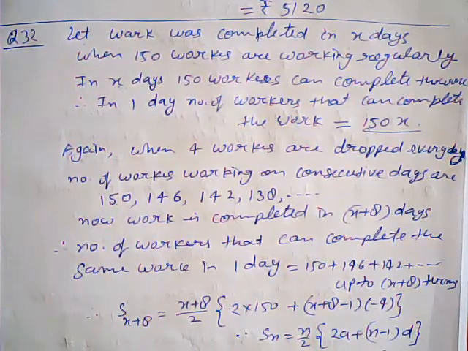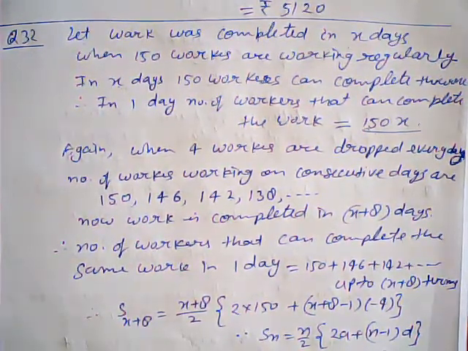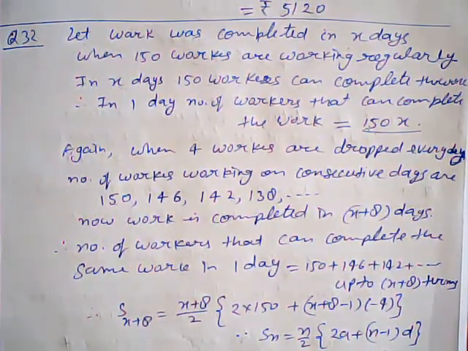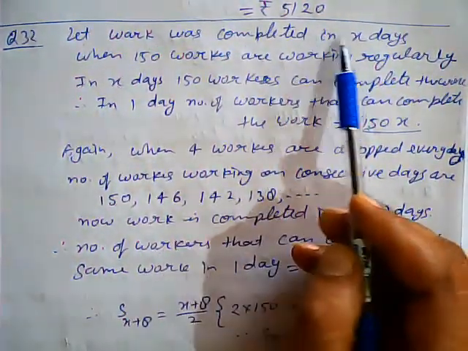4 workers dropped every day. It means on the first day 4 workers have been dropped, on the second day 4 workers again dropped, on the third day and on the fourth day and so on. If this process is applied, then the work is completed in 8 more days. Find the number of days in which the work was completed.